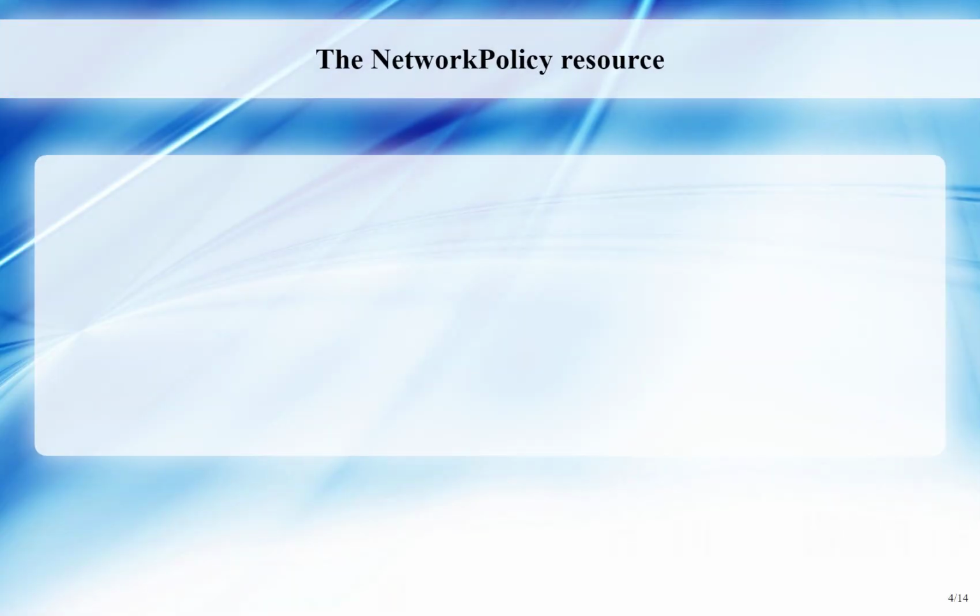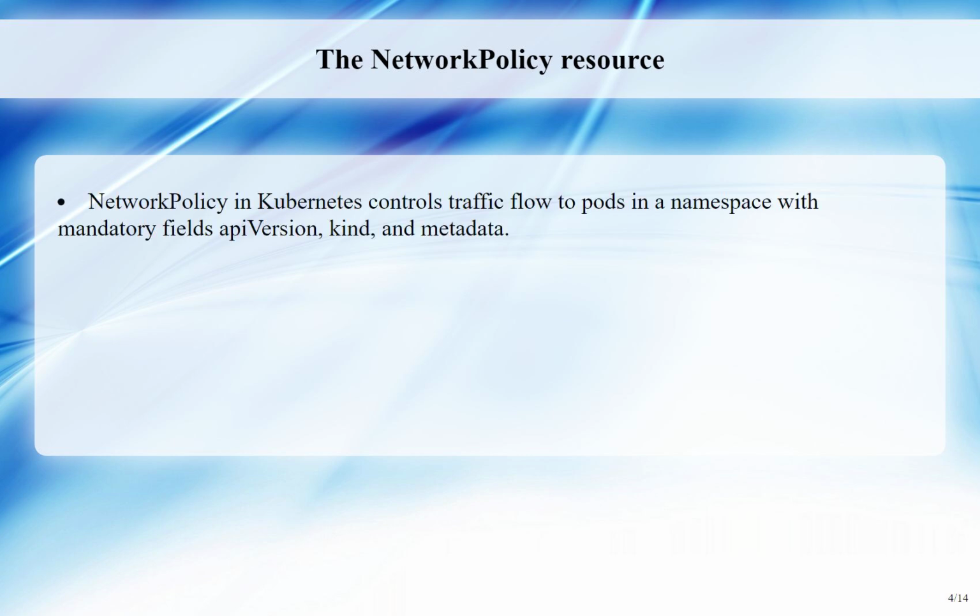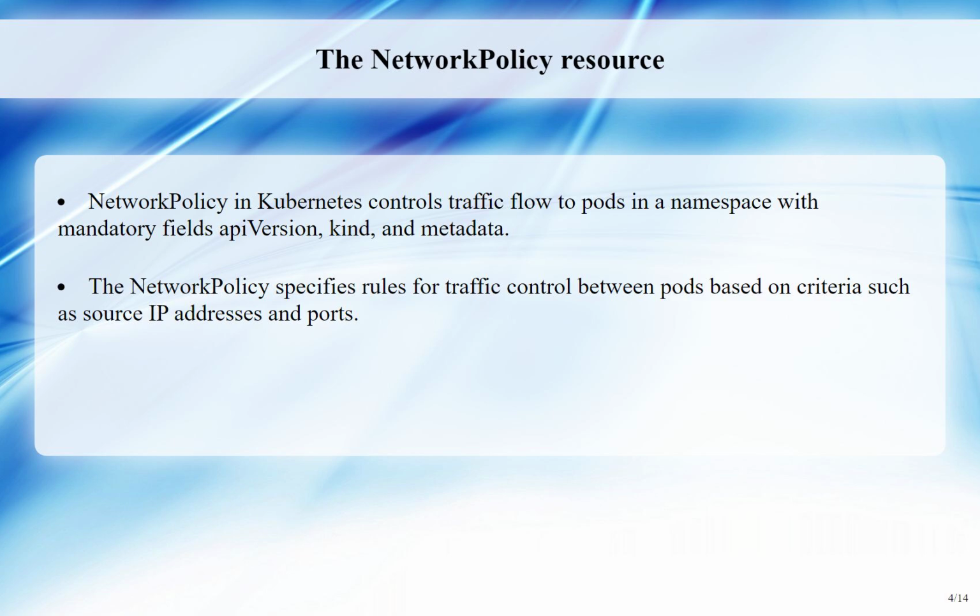The Network Policy Resource. The Network Policy Resource in Kubernetes allows users to define network policies that control the flow of traffic to and from pods within a namespace. Mandatory fields for a network policy include API version, kind, and metadata. The spec section of a network policy contains information defining the policy, including pod selector, which selects the pods the policy applies to, and policy types, which indicate whether the policy applies to ingress, egress, or both.